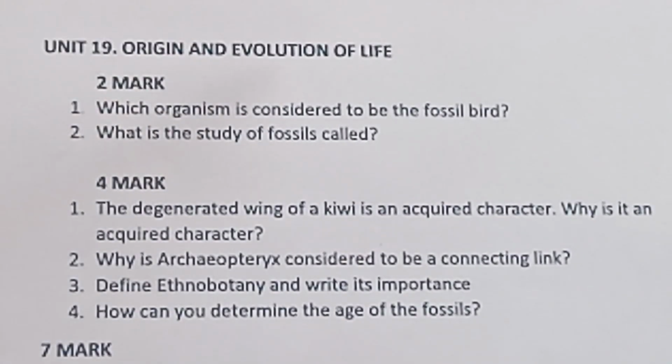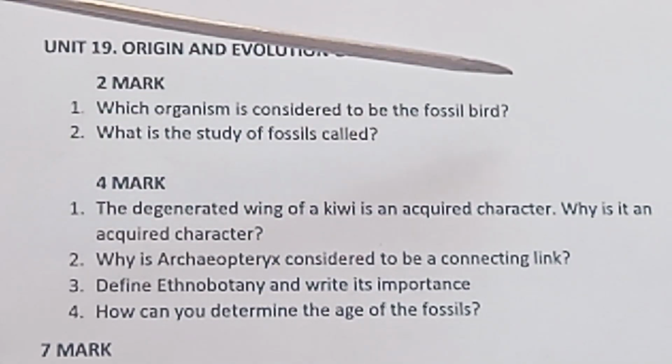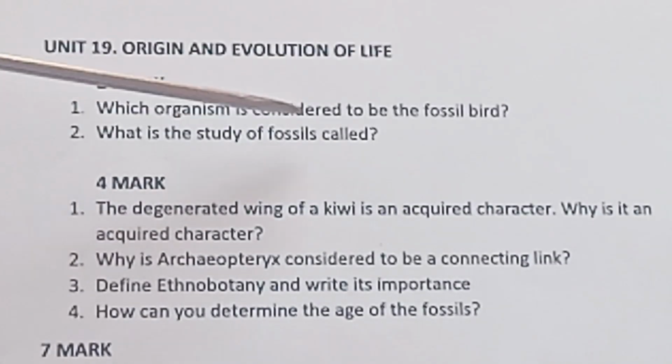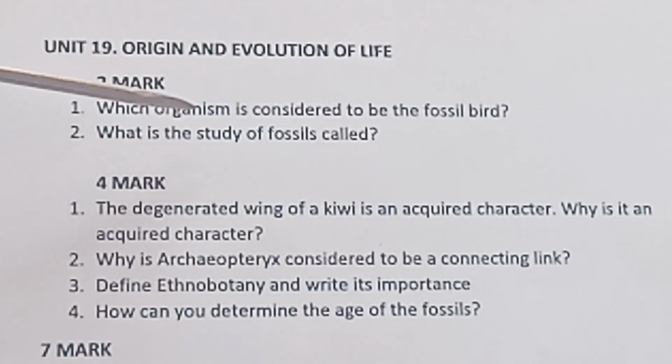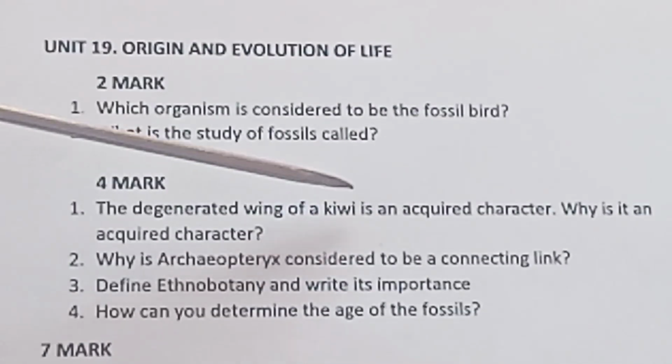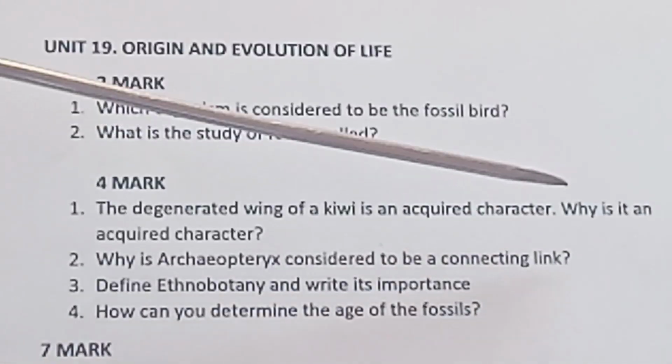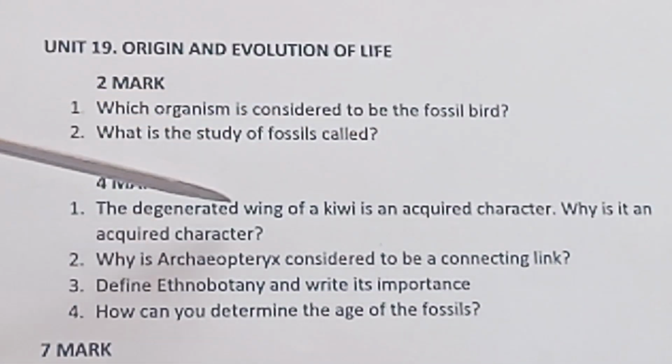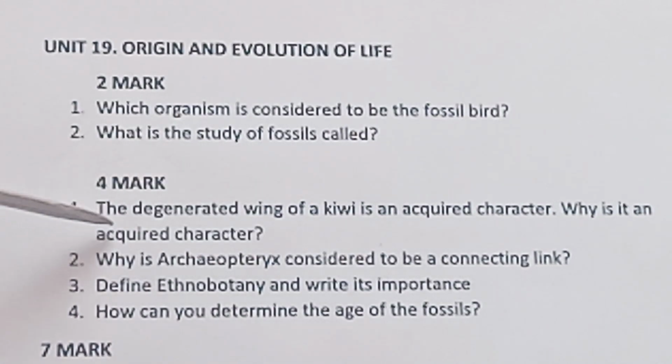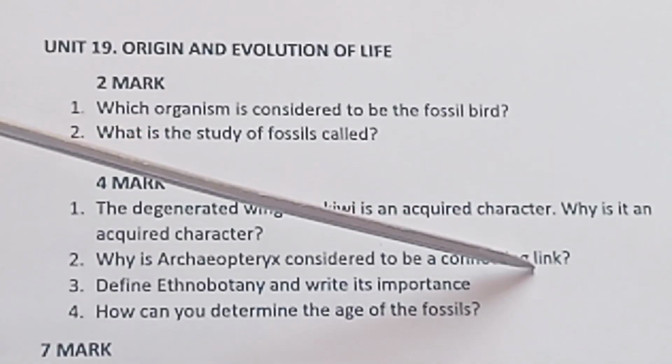Unit 19, origin and evolution of life, 2 mark. Which organism is considered to be the fossil fuel? What is the study of fossils called? Very, very important question. 4 mark. The degenerate wing of kiwi is an acquired character. Why is it an acquired character? Very, very important question. Why is Archaeopteryx considered to be the connecting link?